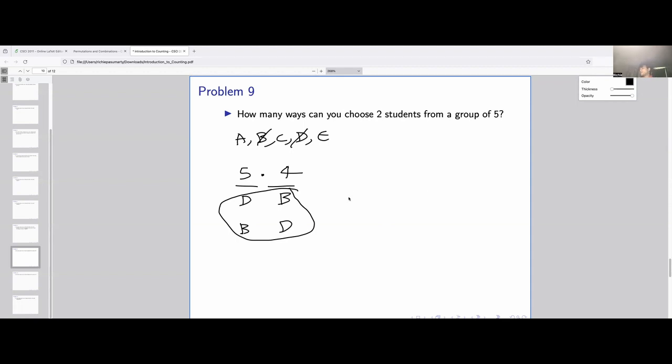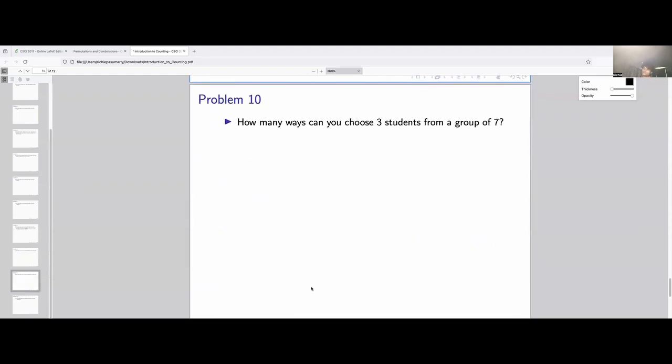In the same way, let's say I chose A and then C. I could have chosen C, then A. So for every 2 people I choose, just doing 5 times 4 counts them twice. So I have to correct for this by dividing my final answer by 2. So I can take 5 times 4 and divide by 2, and I get the correct answer of 10.